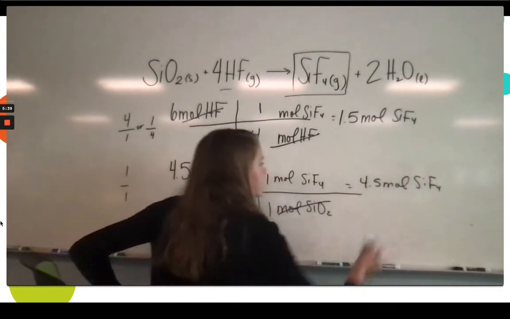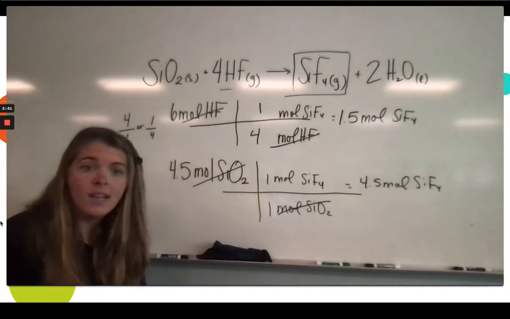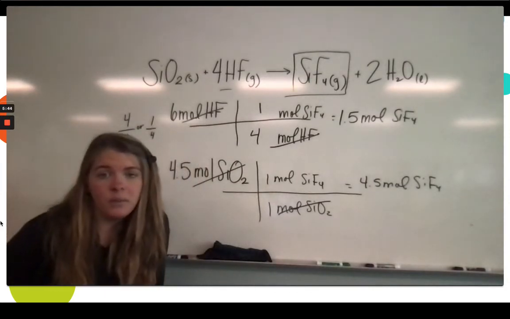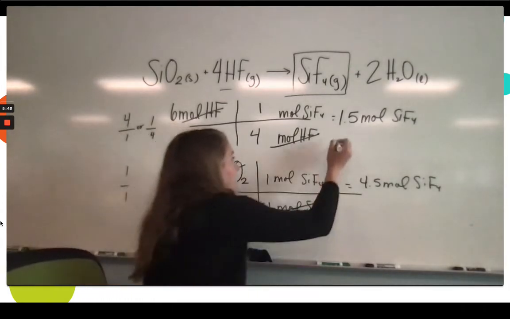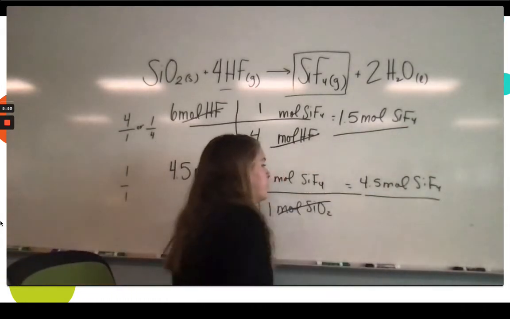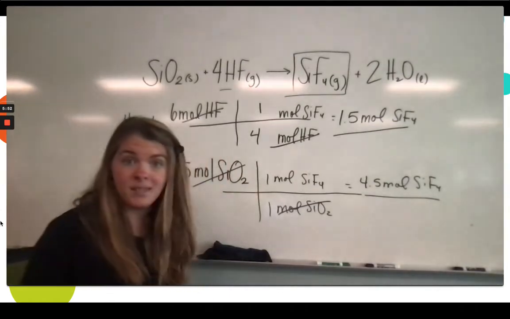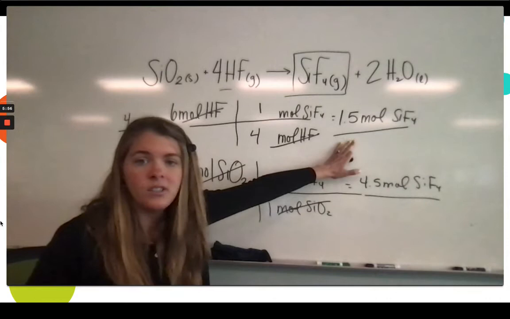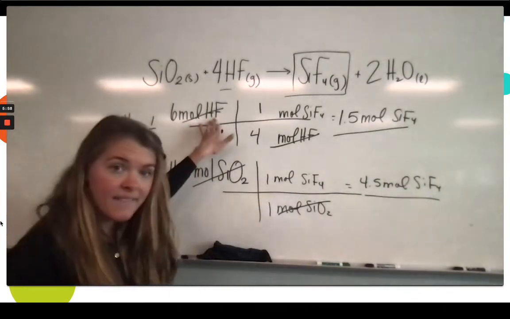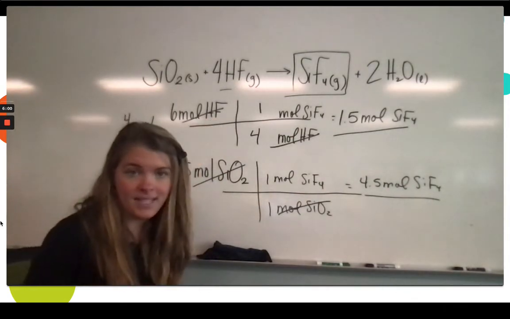This is where it gets a little tricky, but also not too hard. When you're done calculating both of the moles of silicon tetrafluoride, you need to compare both your answers. So we have 1.5 and 4.5. You find the smaller number. 1.5 is definitely smaller than 4.5. So HF would be our limiting reactant.